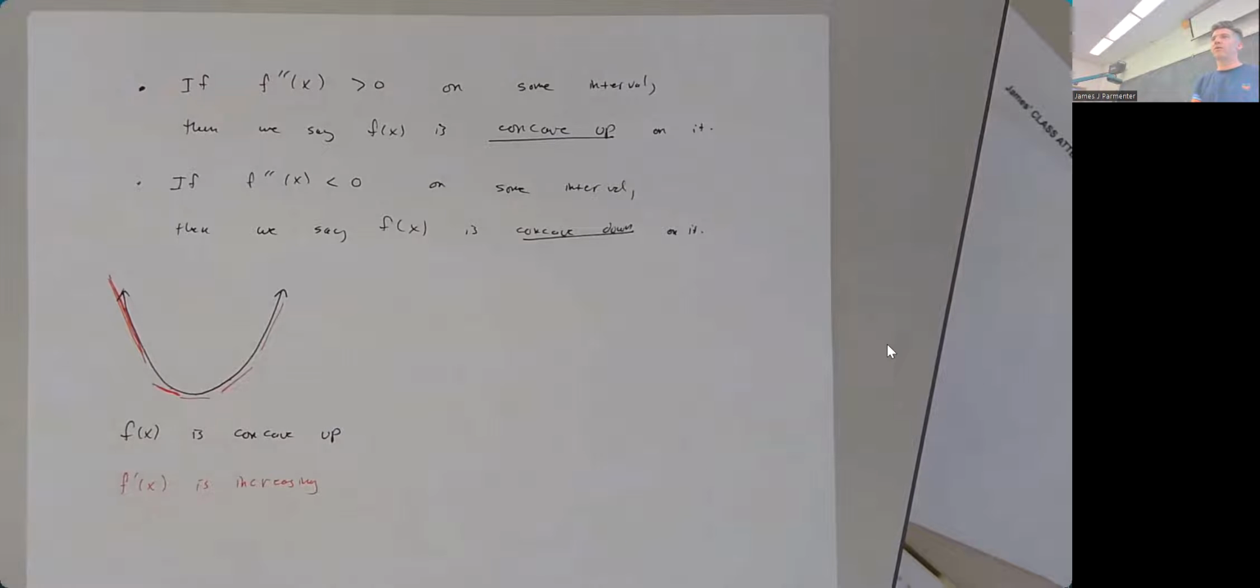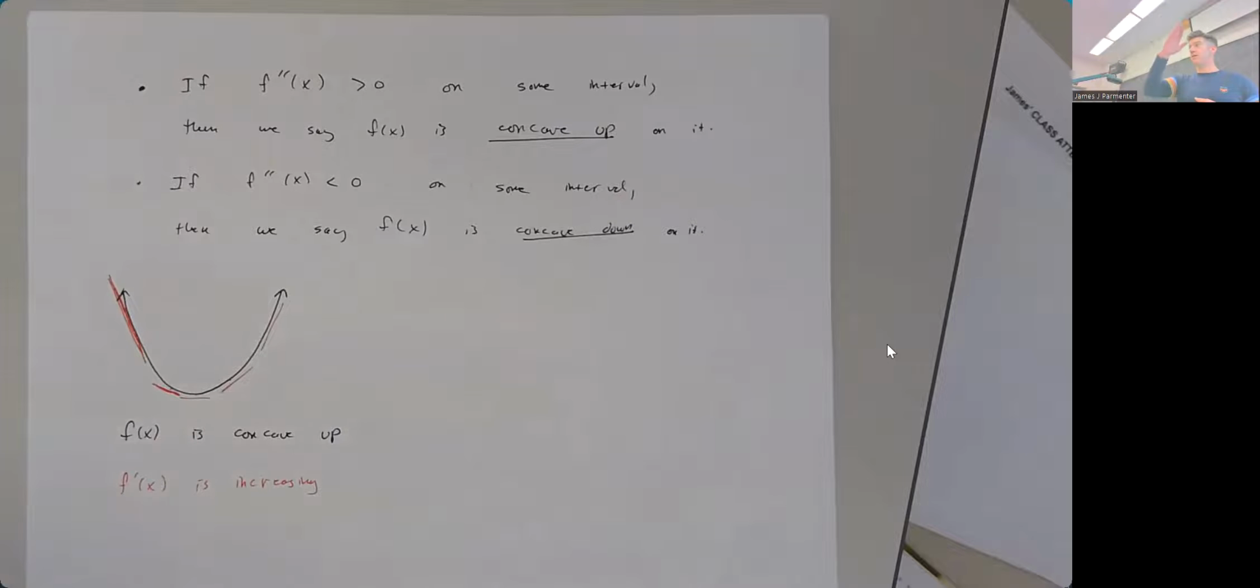I want everybody to close their eyes. I want you to imagine a function that is increasing. It could be like a straight line. Is the derivative of that function positive or negative? All right, you can open your eyes now. What do you all think? Is the derivative of that function positive or negative?